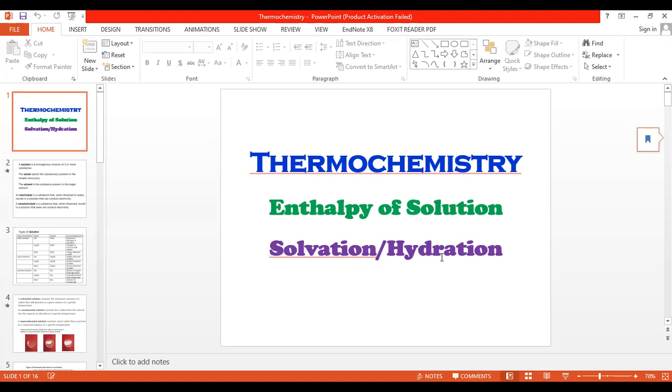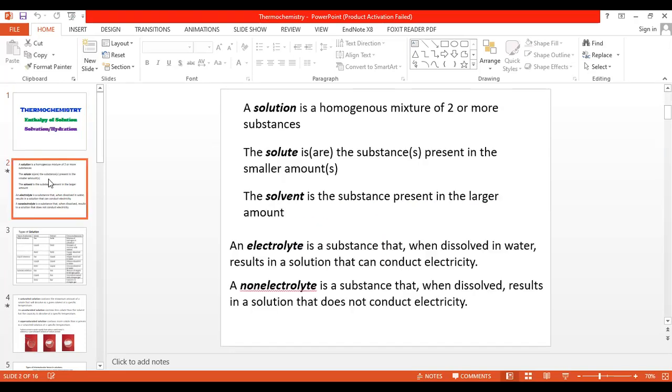So when water is used as a solvent, and water molecules are surrounding all the ions or the components present in the solution as solute, then that is called hydration. But if other solvents are used, then that is called solvation. So solvation is the common term, and hydration is specially used for water.